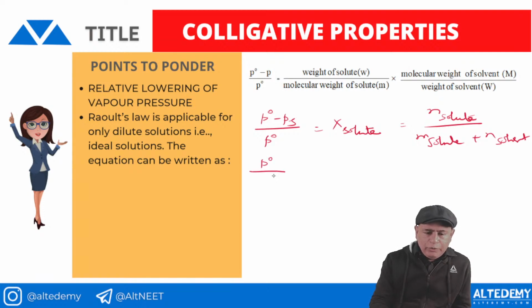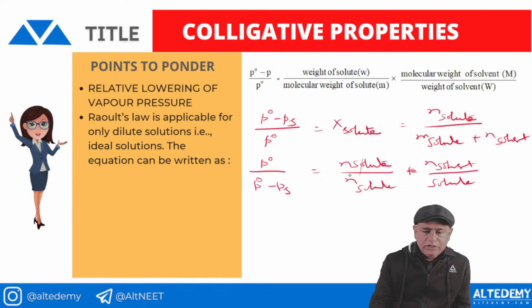Now, P naught upon P naught minus PS is equal to number of moles of solute plus number of moles of solvent upon number of moles of solute. This basically gives us 1. Take 1 on the left hand side. We can write P naught upon P naught minus PS minus 1 is equal to number of moles of solvent upon number of moles of solute.